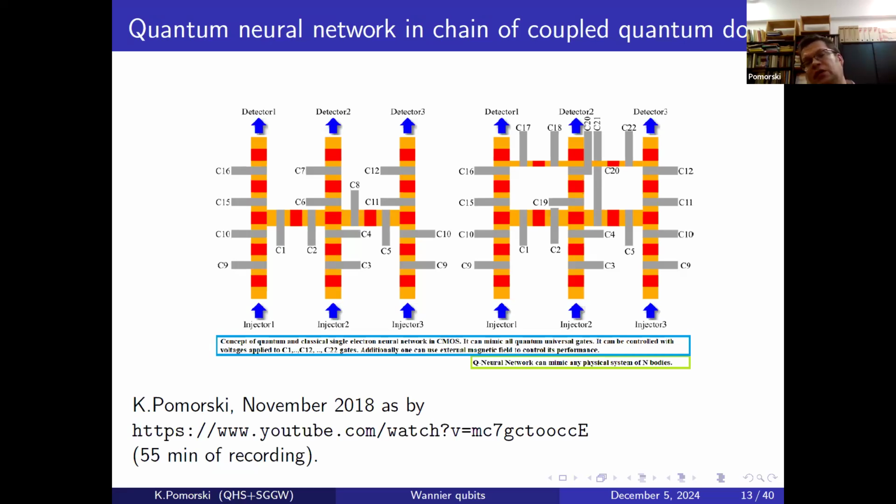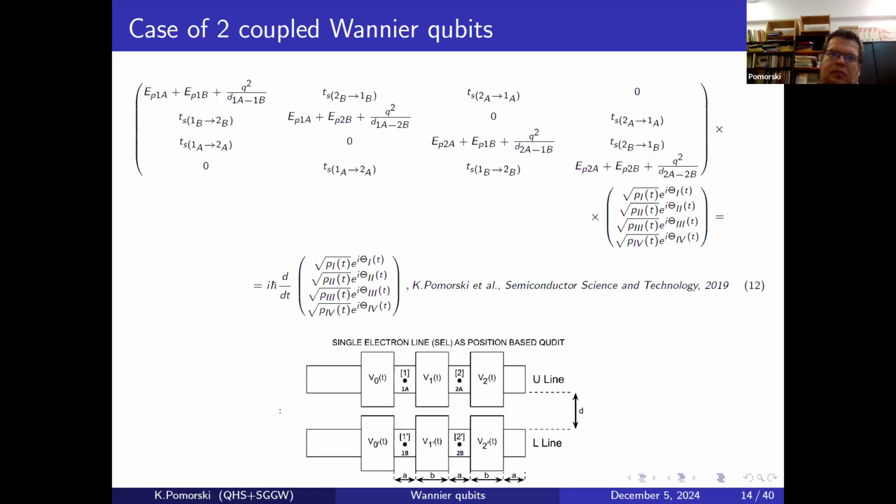So actually here, technically speaking, you can also regard the system as interacting Wannier qubits. But I would say my considerations today will be rather concentrated on the system where you don't have this interconnection. So you have two separated lines, not interconnecting lines. But still, even with this structure, with a certain bias of C1 and C2, you can achieve separation. So that's the quantum neural network concept.